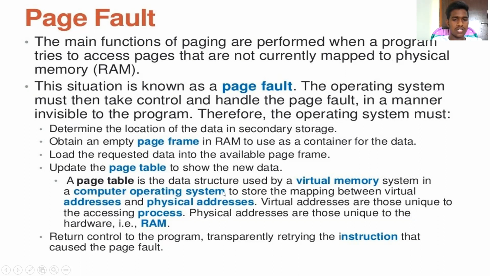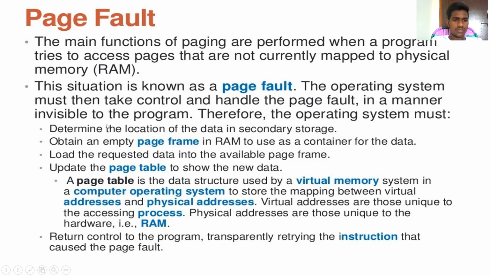A page table is the data structure used by a virtual memory system in the computer system to store the mapping between virtual addresses and physical addresses. Virtual addresses are those unique to the accessing process. The physical addresses are those unique to the hardware, that is, RAM.